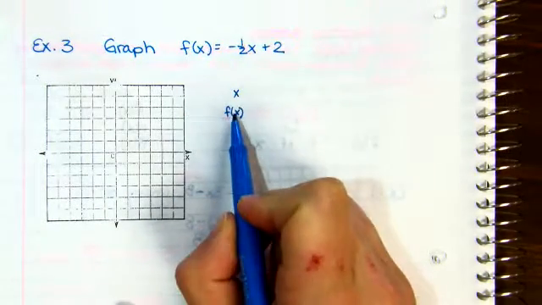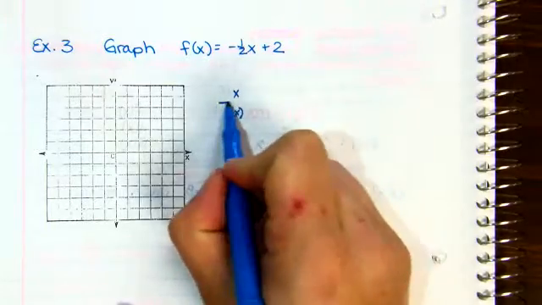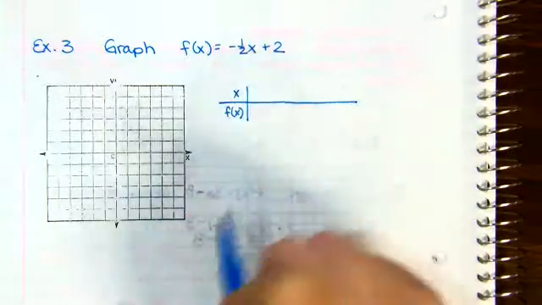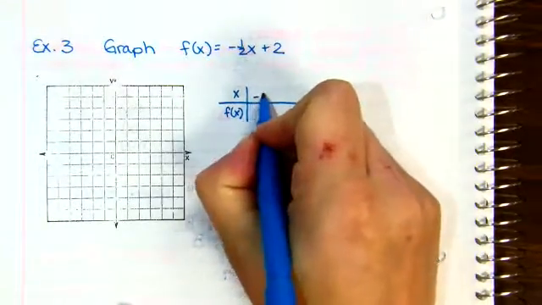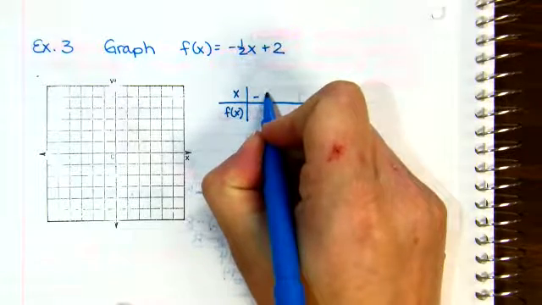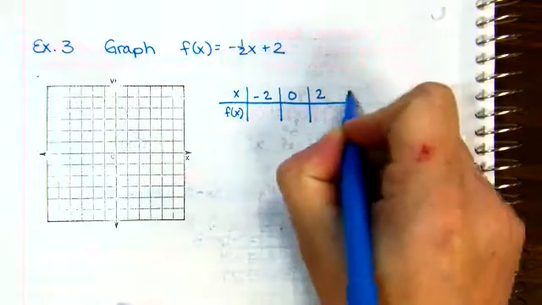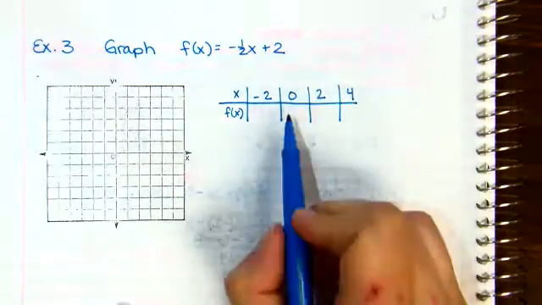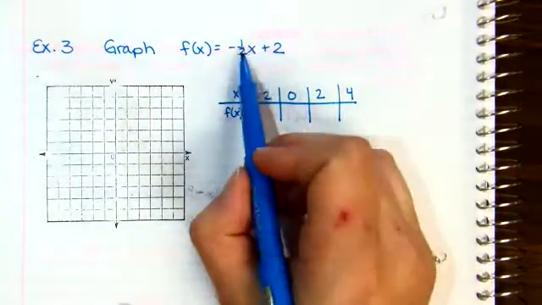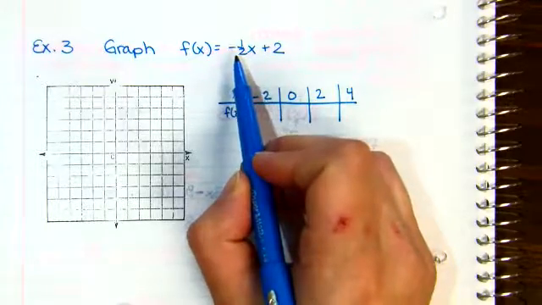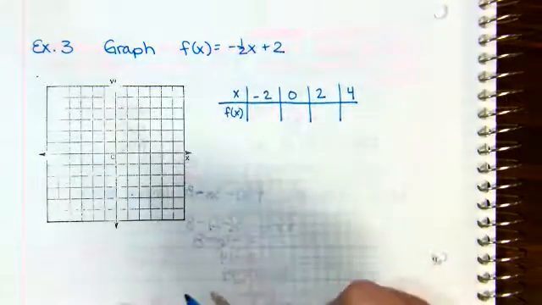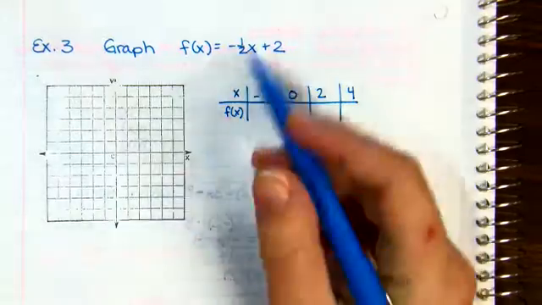My input is x, my output is f of x, and I can pick just a couple of points. Let's pick -2, 0, +2, and how about +4? You'll notice I'm picking even numbers here because I'm going to have to multiply by a -1/2. And if I pick even numbers, I won't have any fractions to deal with.